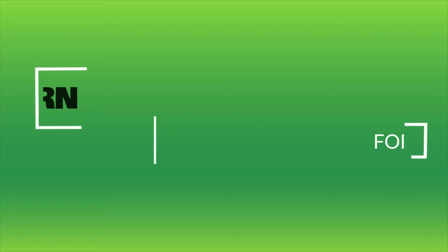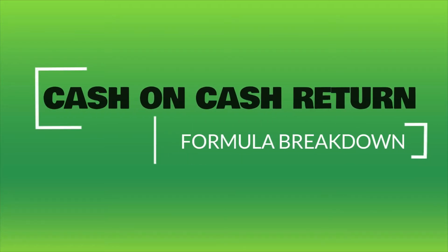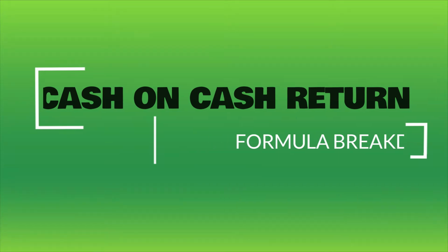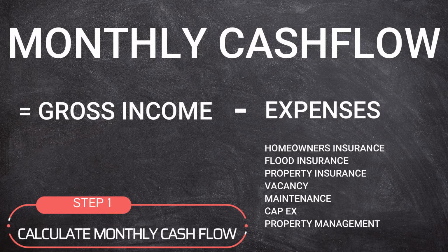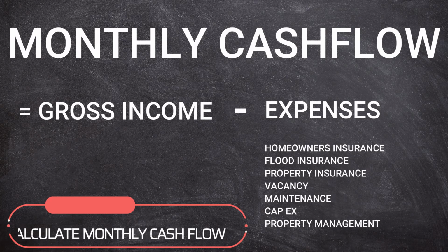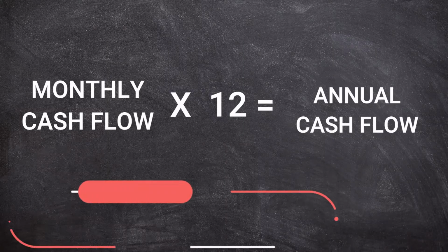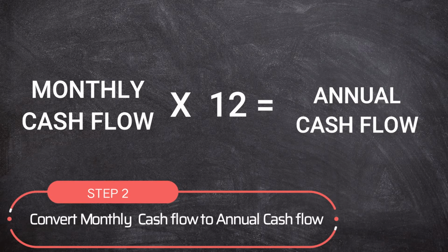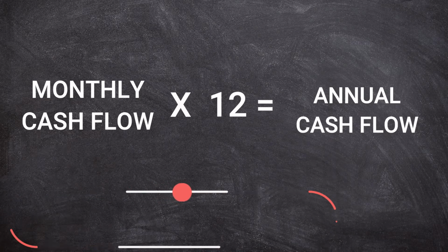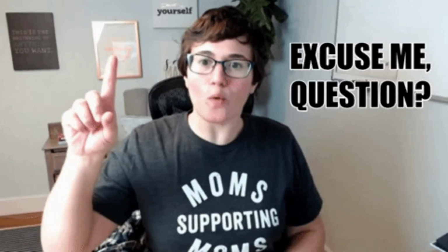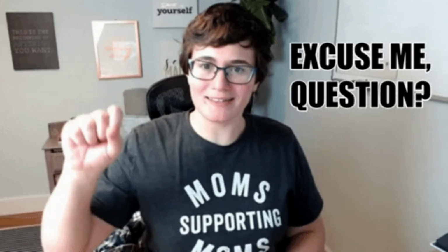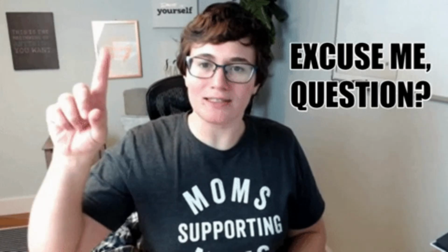So let's really break down this formula. Step 1. Determine your monthly cash flow. Take your gross monthly income minus all your monthly expenses. Step 2. Convert your monthly cash flow into your annual cash flow. Take your monthly cash flow and times that by 12. Why are we converting monthly cash flow into annual cash flow? We are doing that because cash on cash return is looking at how the investment performs over a year.